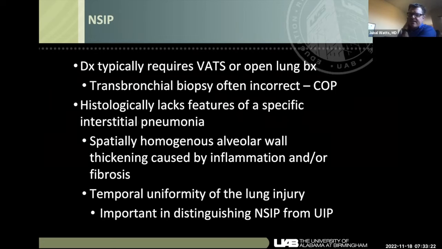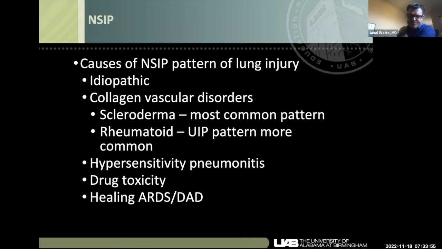NSIP typically requires a VATS or an open lung biopsy. You can't make a clinical diagnosis of idiopathic NSIP like you can idiopathic pulmonary fibrosis. If they have an NSIP pattern of lung injury and all the serologies, everything's negative, they've had no exposures, it still requires a biopsy. We don't biopsy it a whole lot because we tend to kind of follow them, checking serologies. And even if the serologies are initially negative, after a year or so, a lot of times they'll convert to an actual recognizable connective tissue disease. All right, we'll go on in the interest of time.